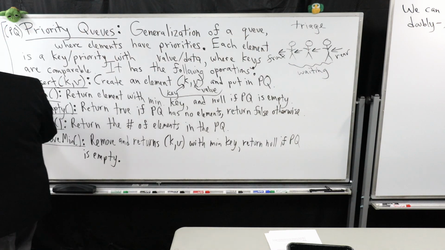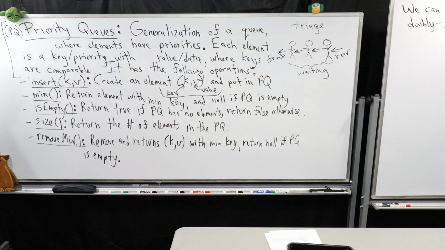Then I have the min operation. This is quite analogous to your front operation in a queue, for example, the one that lets you take a peek at the front of the queue. This is just the equivalent of that, except I get the one with the minimum key, and null if the priority queue is empty.